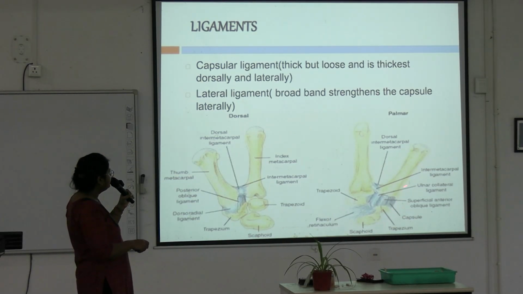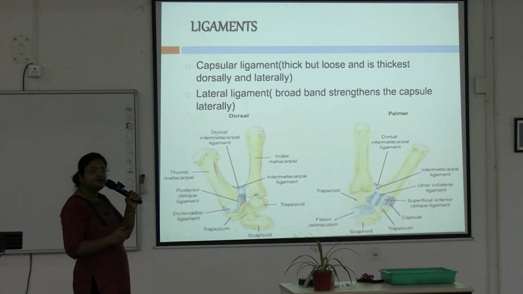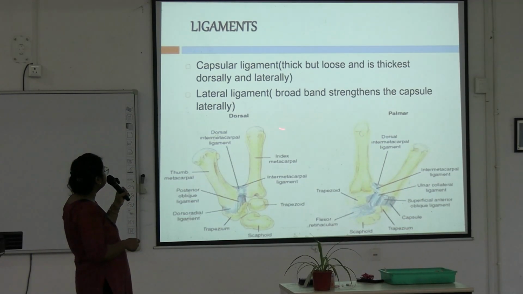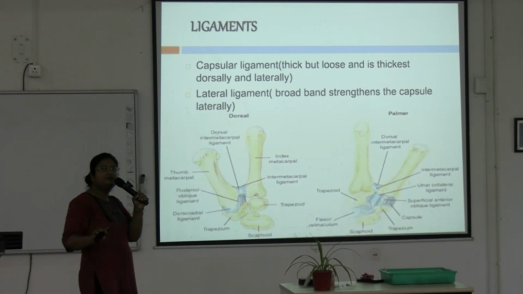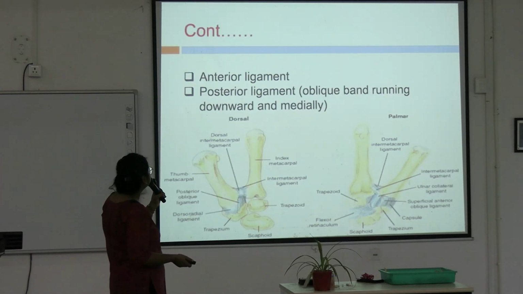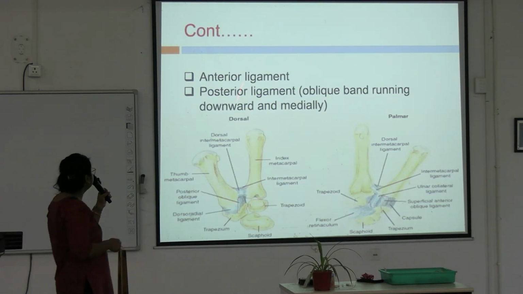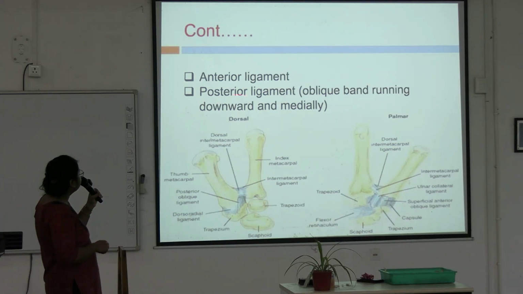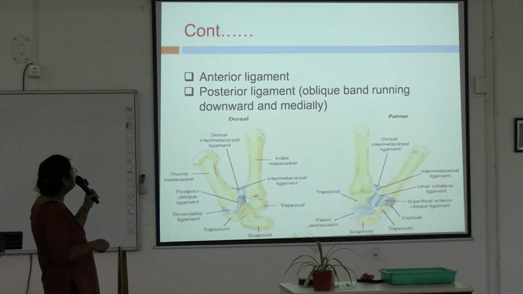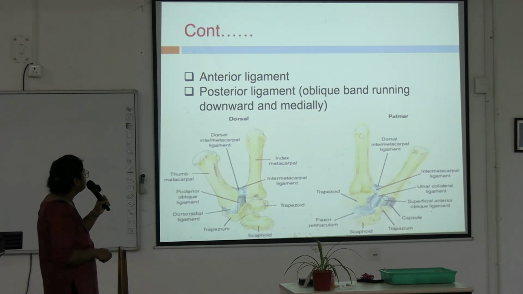Here on the lateral side will be the lateral ligament of this joint. And here you can see the posterior oblique ligament, and anteriorly will be the anterior oblique ligament. So these are different ligaments of this joint. You just know the names of the ligaments. Next, anterior ligament and posterior ligament, these are oblique band running downward and medially.